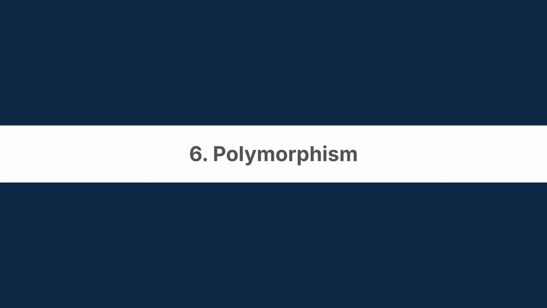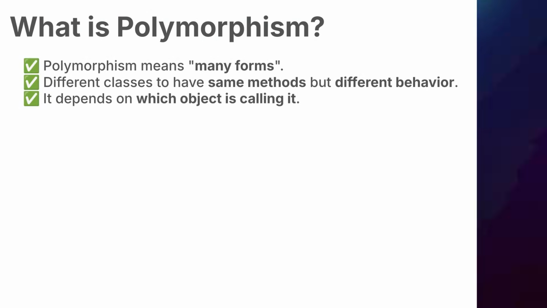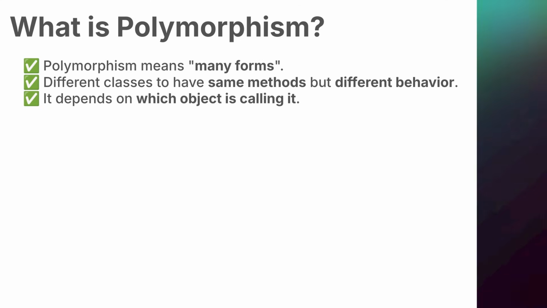6. Polymorphism. What is polymorphism? Polymorphism means many forms. In Python, it allows different classes to have methods with the same name but different behavior. The same method name works differently depending on which object is calling it.